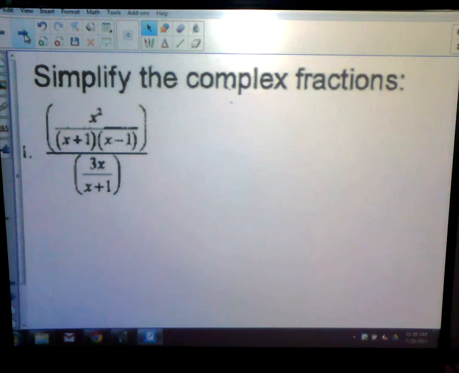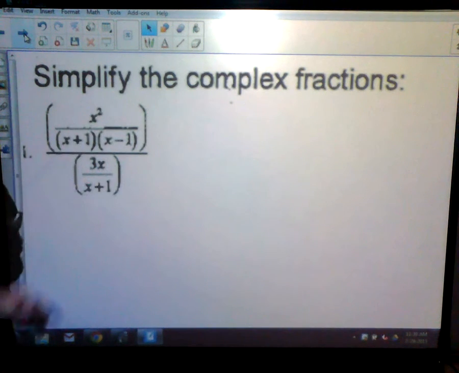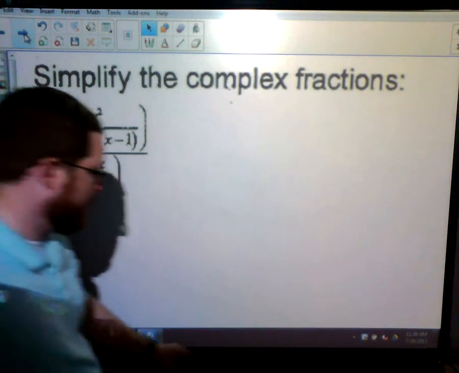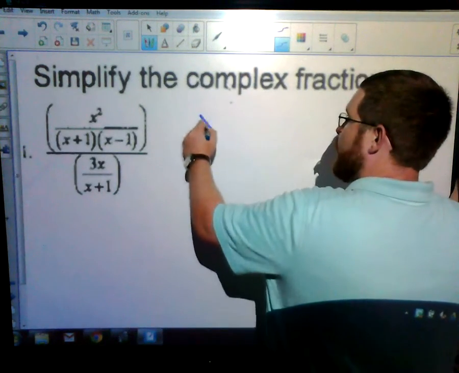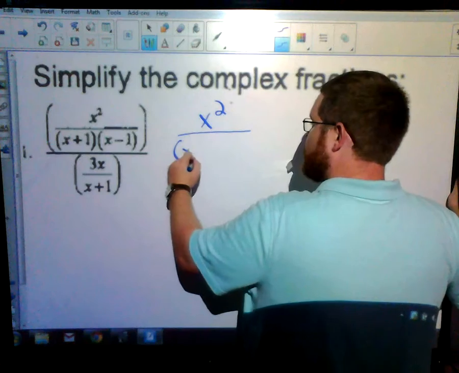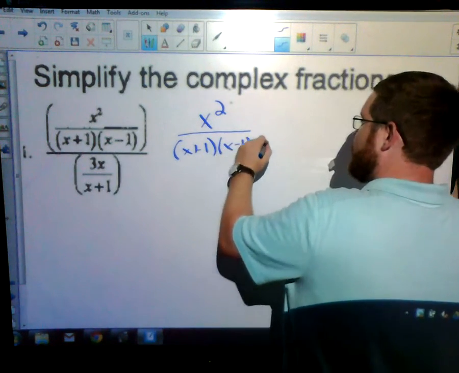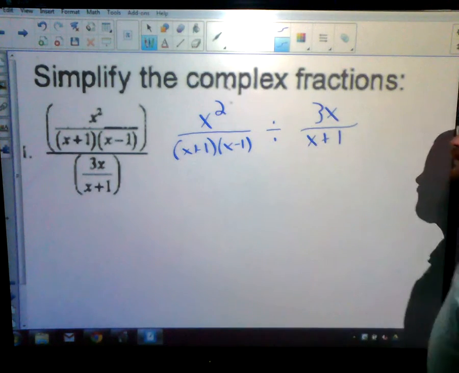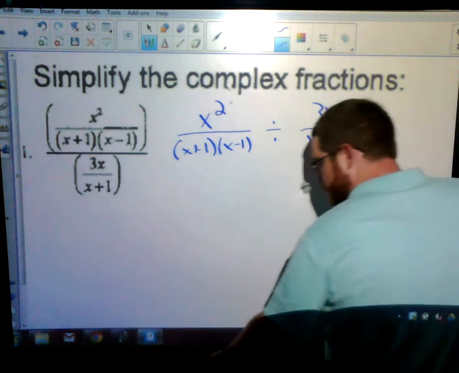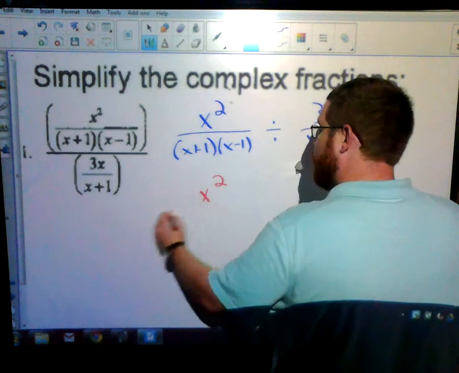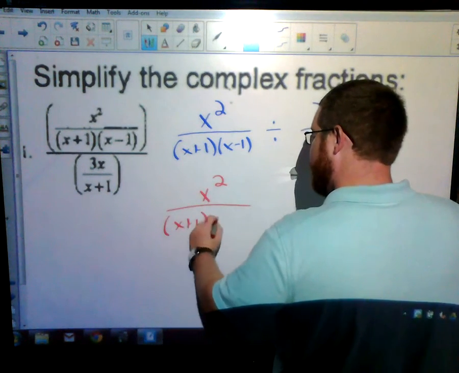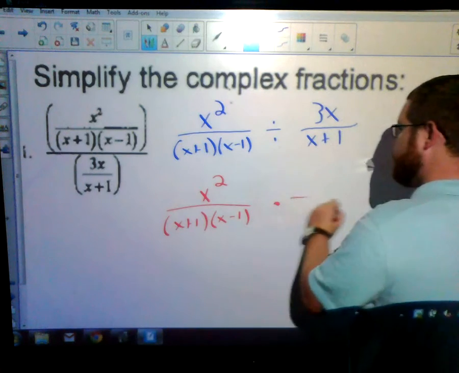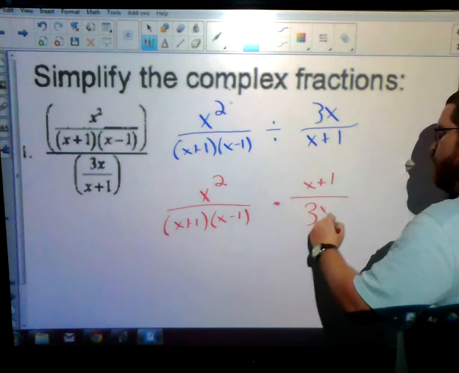This one's really easy because it's already been factored. It's already one fraction over one fraction. I have one fraction on top and one fraction on bottom. So let's rewrite it as a division problem. x squared over (x plus 1)(x minus 1) divided by 3x over x plus 1. Now how do we divide? We flip the second and multiply. x squared over (x plus 1)(x minus 1) times (x plus 1) over 3x.